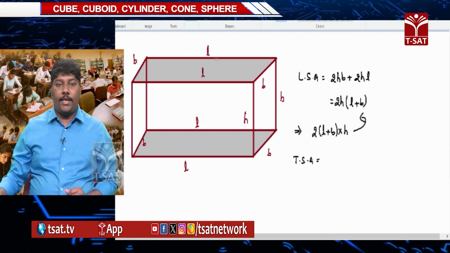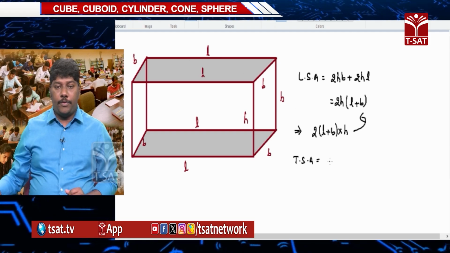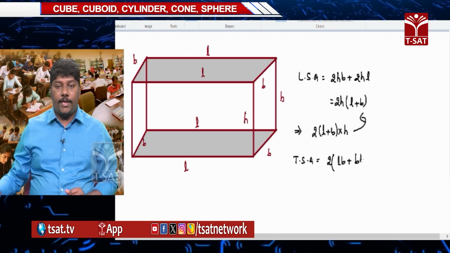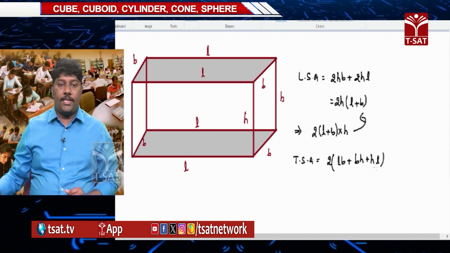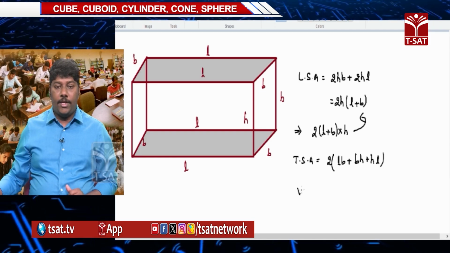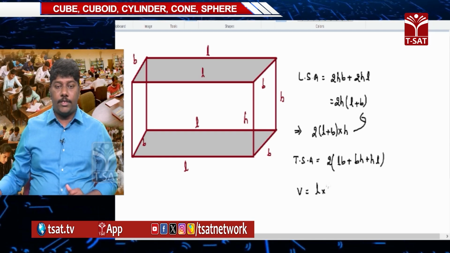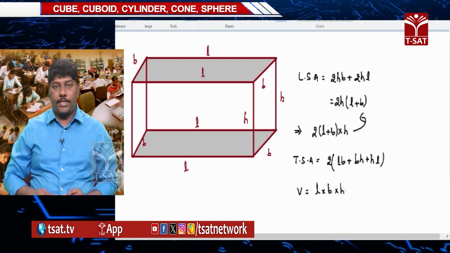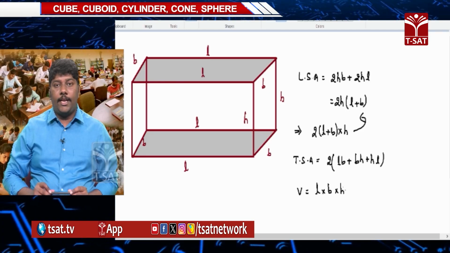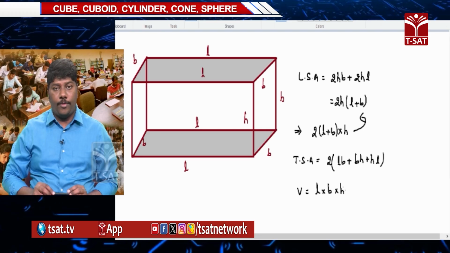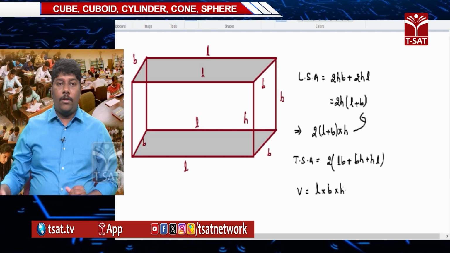So, here 2 rectangle areas are what? LB and LB. So, we can say it is 2 times of 2 LBs, 2 BHs and 2 HLs. So, this is the total surface area of the cuboid. When it comes to volume, it is simply length into breadth into height. So, volume of the cuboid is base area into height, where base area is what? Base area is a rectangular area, that is L into B, height is H, therefore, LBH is the volume of the cuboid.